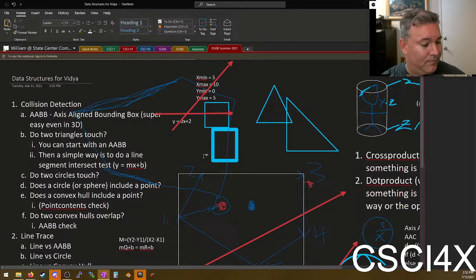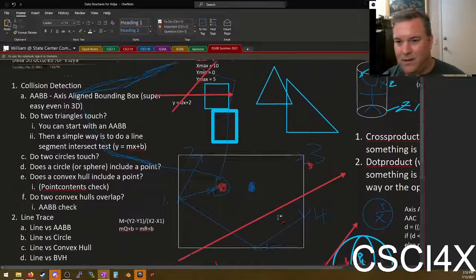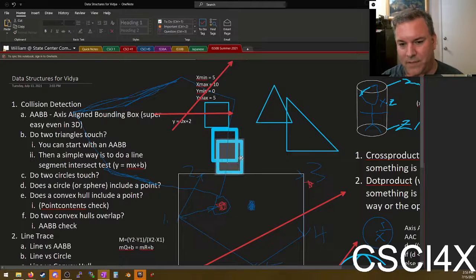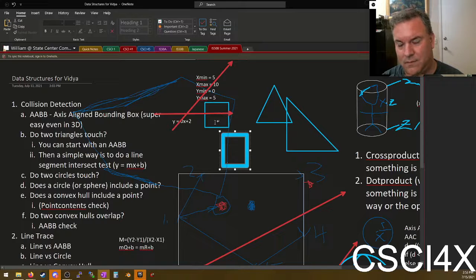Okay, is a circle more expensive than a rectangle? Nah, not really. Rectangles and circles are both very, very easy. If you want to see if 2 rectangles touch, you basically say, is my minimum x bigger than their maximum x? Is my minimum y bigger than their maximum y? And then vice versa for the other way around.